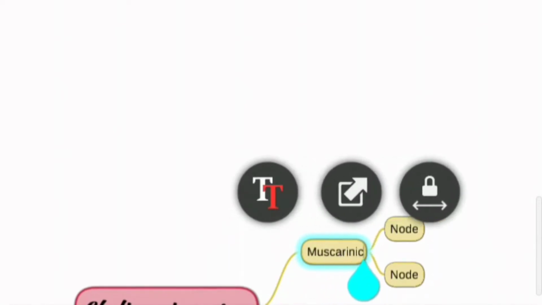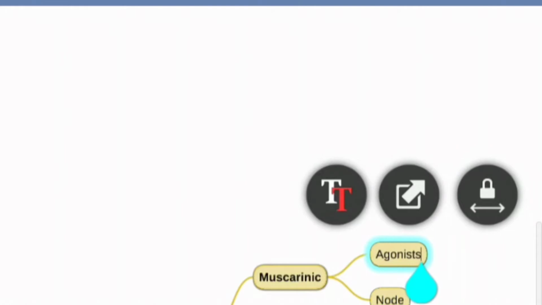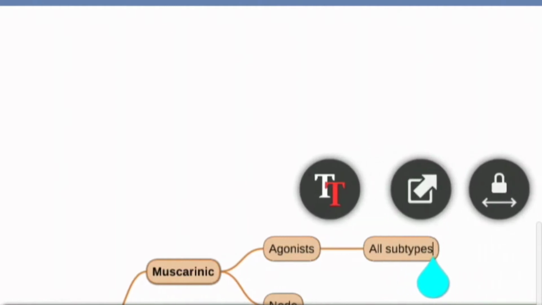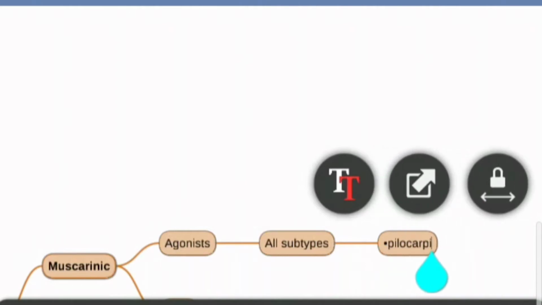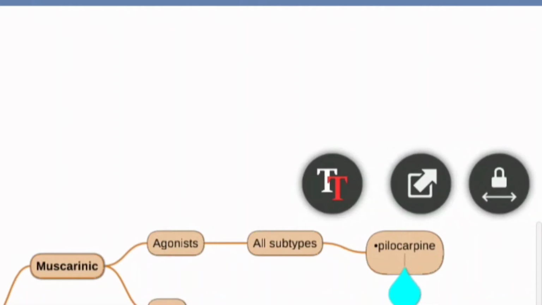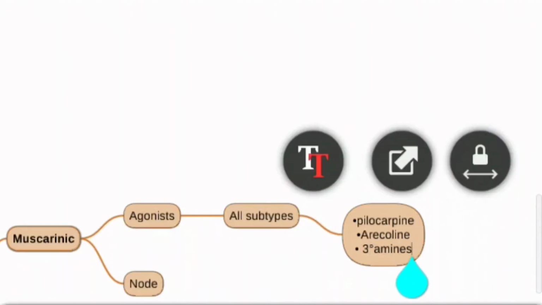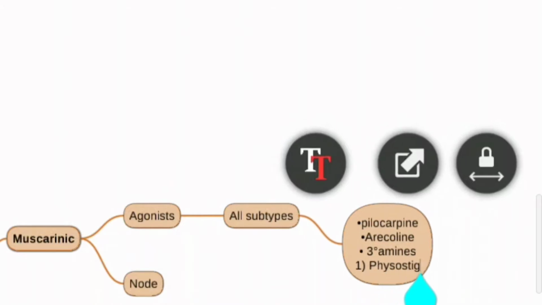First, drugs acting on muscarinic receptors, the agonists. Drugs that act on all subtypes of the receptors. First, pilocarpine. Second, arecoline. Third, tertiary amines, since they are lipid soluble and can cross the blood-brain barrier.